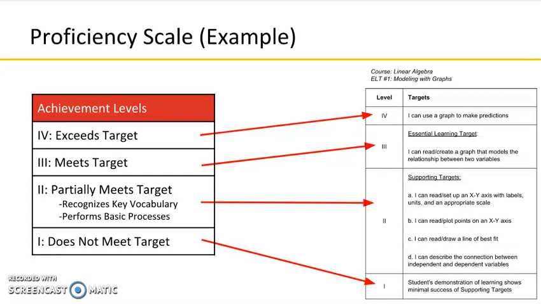If students were to partially meet the target, there might be a variety of vocabulary or basic processes that they'd have to engage in to be able to do that essential learning target. Things like being able to read and set up the X and Y axes of a graph, being able to read and plot points on a graph, draw lines of best fit, describe the connections between independent and dependent variables. And if students haven't learned how to do all of those things simultaneously, they may only be partially meeting the target. A 1 simply says they haven't met it yet because they've got minimal success of those supporting targets. And a 4 would show what it would mean to actually go beyond the grade level expectation to exceed that target. In this case, it would mean I can use a graph to make predictions.